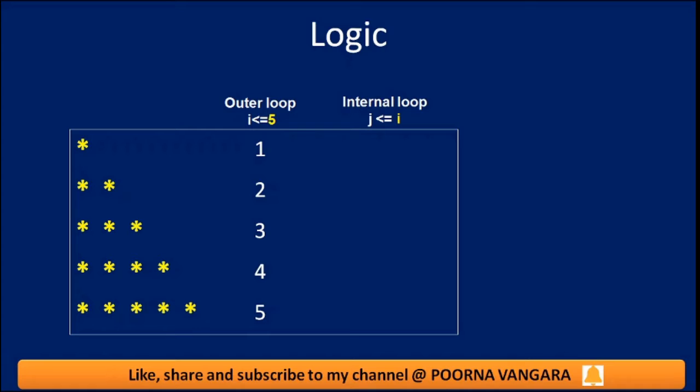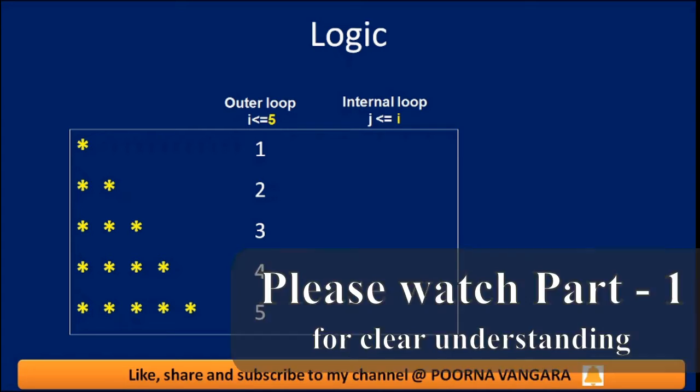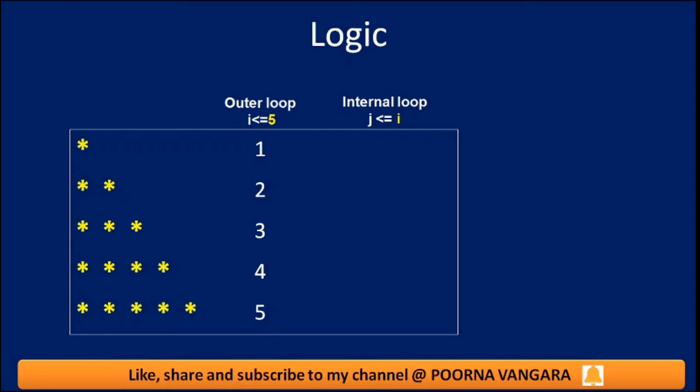So in this process, I is maintaining the values I equal to 1 to 5. I equal to 1 indicates the first line, I equal to 2 indicates the second line, and so on, and I equal to 5 indicates the fifth line. Now the second thing is, when I is maintaining some value, that means when it is in one line, you need to print the stars as per the pattern. Let us consider I equal to 1, that means you are in the first line and you need to print a star only one time.